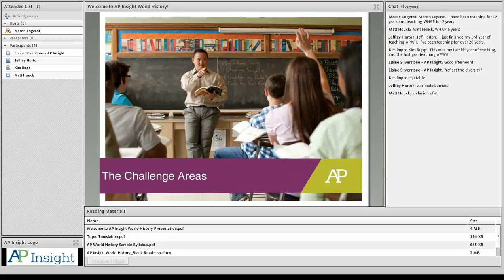Okay, so I keep mentioning challenge areas. What I want to look at now is exactly what are these challenge areas and how are they going to work in AP Insight.